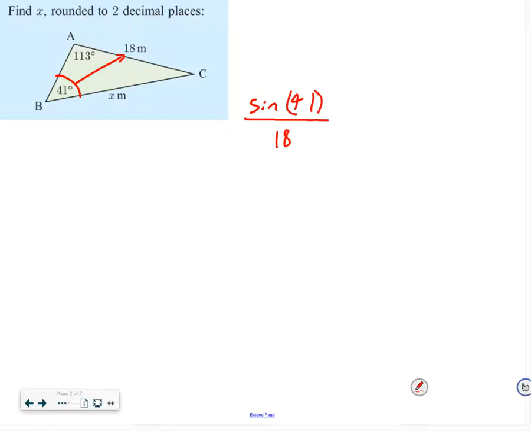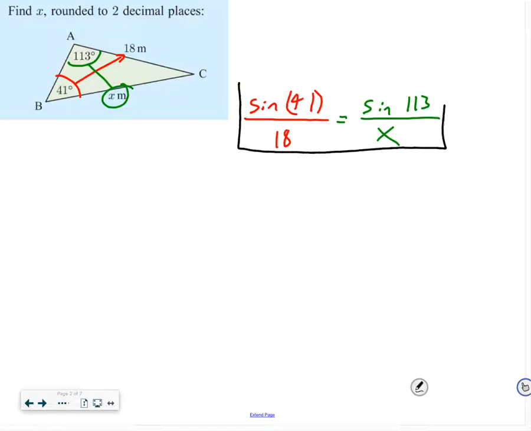Since I'm trying to solve for x, I'm looking for the angle that's opposite of that. So this is equal to the sine of 113 over my x. Now that I have a proportion here, I don't need that third one. I'm only ever going to deal with two at a time. I don't ever want to try and solve an equation with two equal signs. So now that I am trying to solve for my x, I'm going to cross multiply so that I get rid of my denominators.